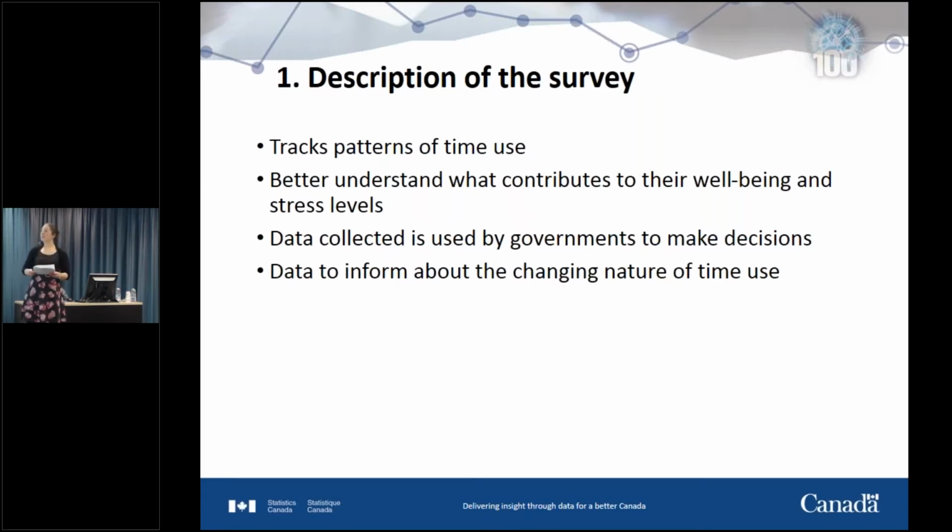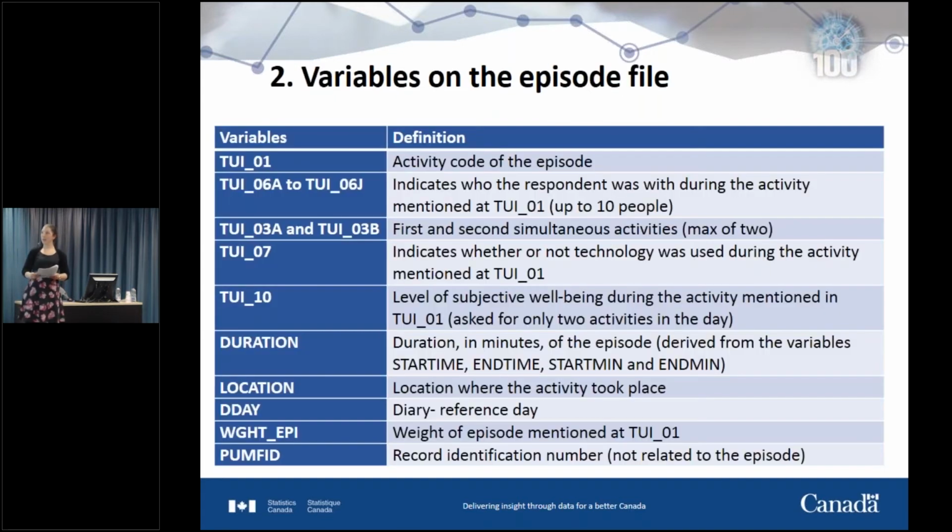So this survey tracks patterns of time use. It's to better understand how Canadians use and manage their time and what contributes to their well-being and stress levels. So we can answer a question like, are we working too many hours? Do we have enough time to play sports, to volunteer? Do we spend quality time with our family, children, friends? So this is why we have this survey.